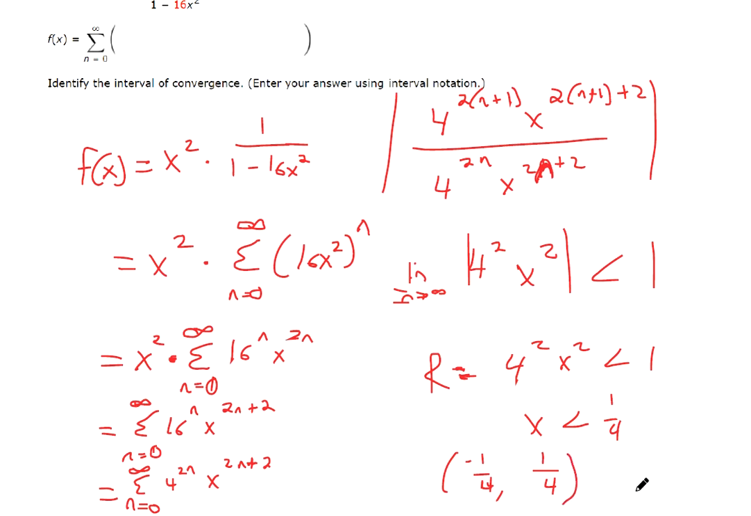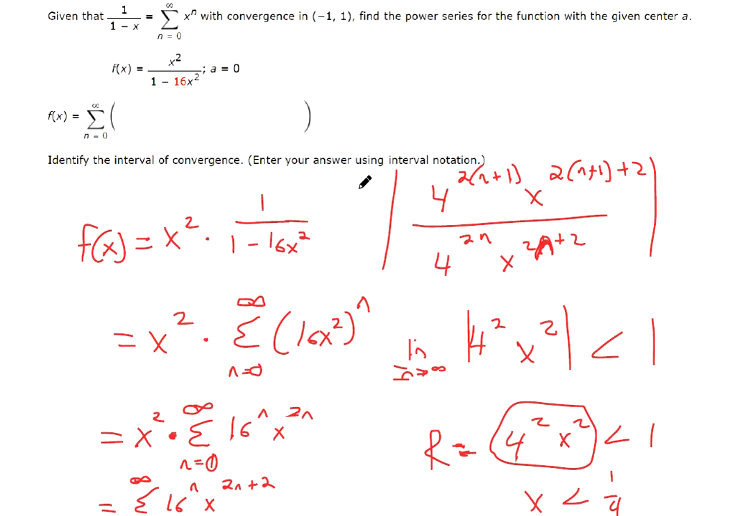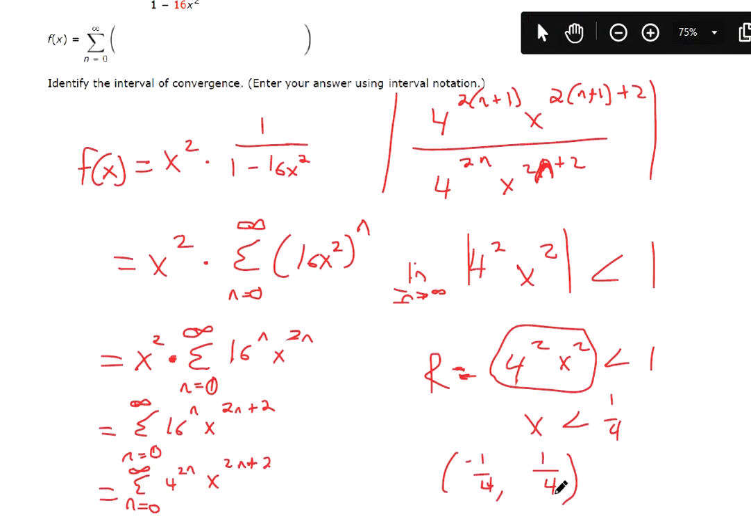And then we need parentheses, because if the ratio test limit equals 1, then we have something that's indeterminate, right? We'd have to investigate it further. But this is negative 1/4 comma 1/4 for our interval of convergence, because you solve for that radius of convergence. You got a radius of 1/4, and since we're centered at 0, that means negative 1/4 to 1/4 is our interval of convergence.